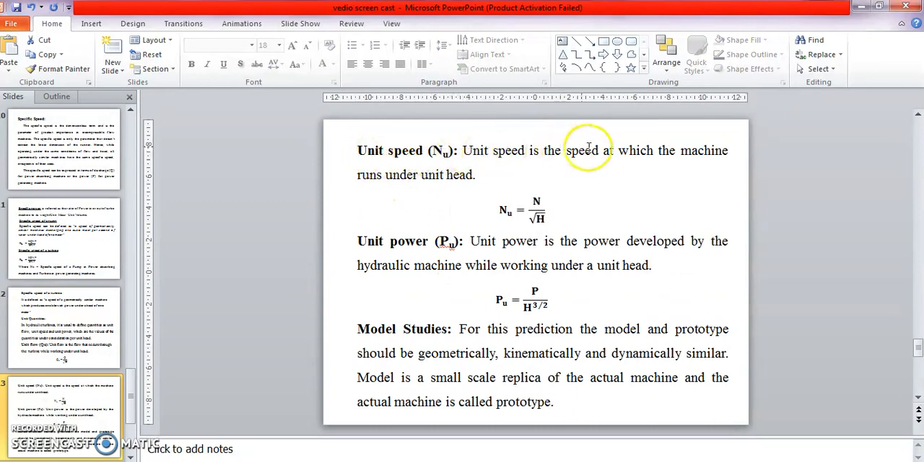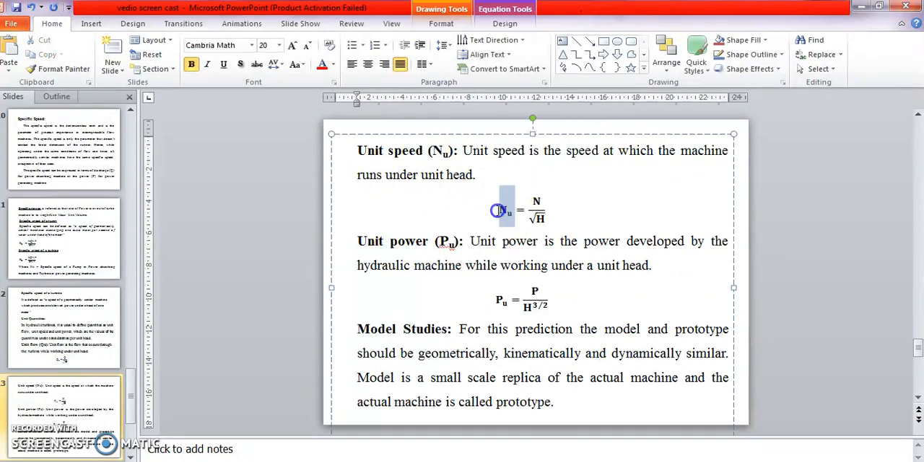Unit speed is the speed at which a machine runs under unit head. It can be expressed in terms of Nu. Nu is equal to N divided by square root of H. Unit power is defined as the power developed by the hydraulic machine while working under unit head, where Pu is the unit power, which is equal to P divided by H to the power of 3 by 2.